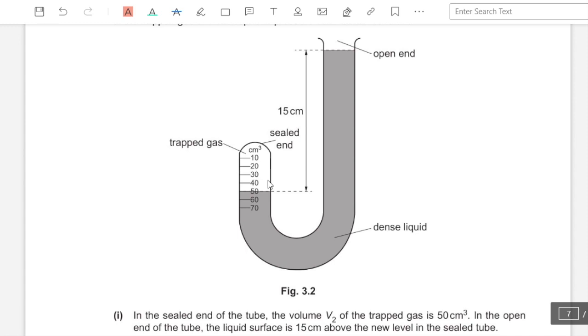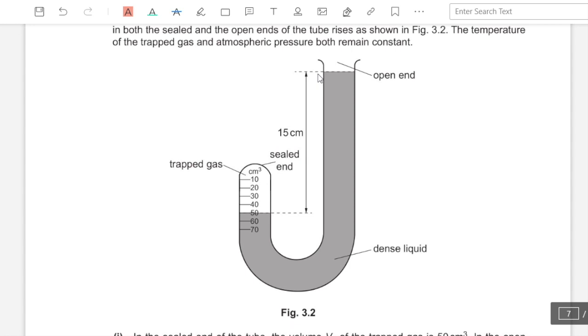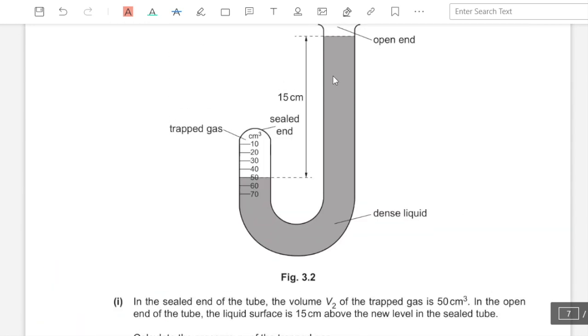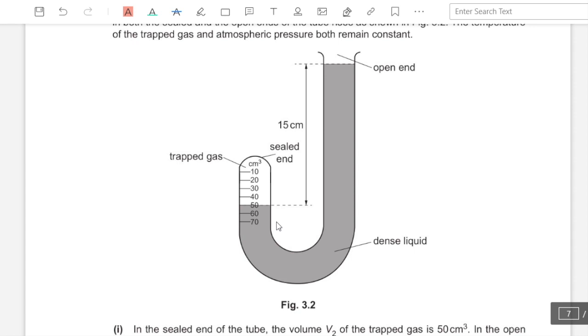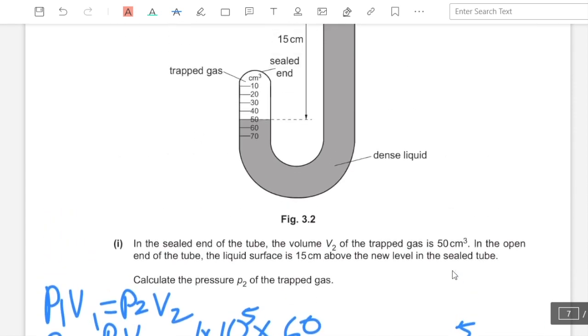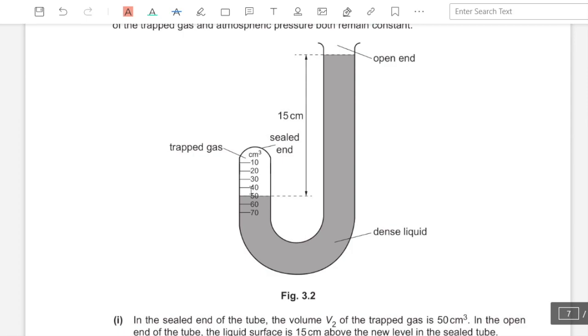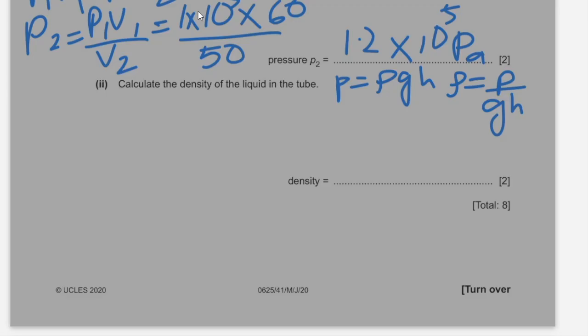However, P2 over here means at this level, the pressure in the liquid should be equal to the pressure due to 15 centimeters of liquid and atmospheric pressure, which is 1 into 10 to the power of 5. So if we subtract the atmospheric pressure from 1.2 into 10 to the power of 5, we're only left with the pressure due to this liquid, and that means pressure is equal to 1.2 into 10 to the power of 5 minus atmospheric pressure, and that is equal to 20,000.